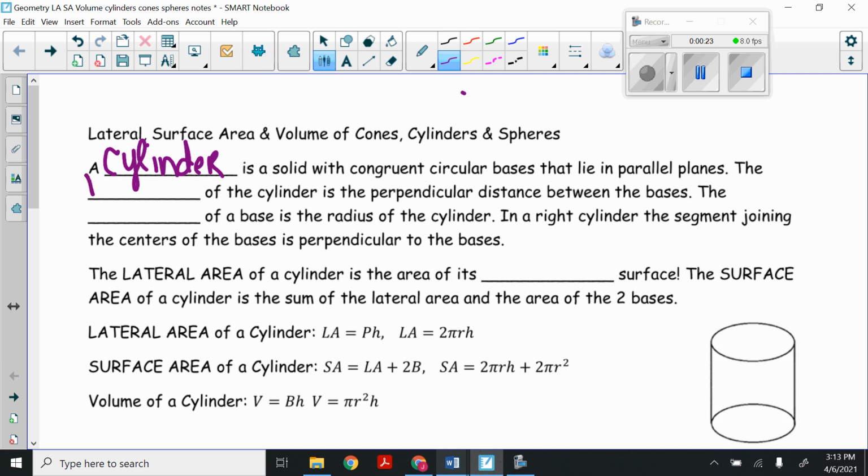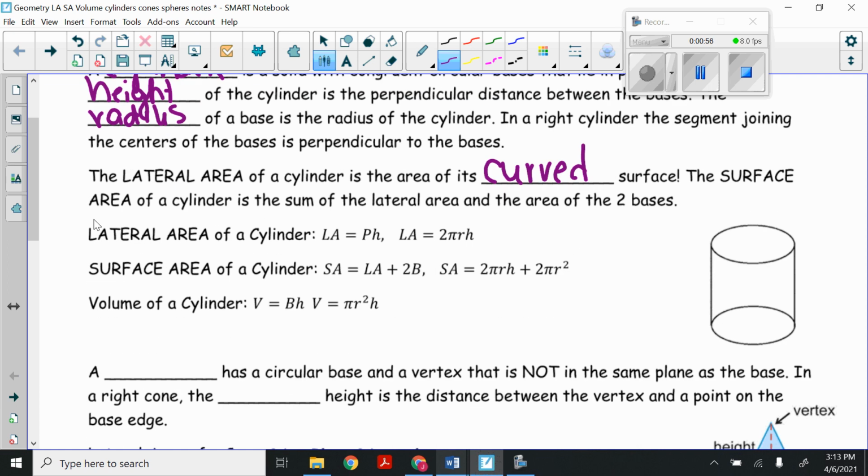The height of a cylinder is the perpendicular distance between the bases. The radius of a base is the radius of the cylinder. In a right cylinder, the segment joining the centers of the bases is perpendicular to the bases. The lateral area of a cylinder is the area of its curved surface. The surface area of a cylinder is the sum of the lateral area and the area of the two bases.